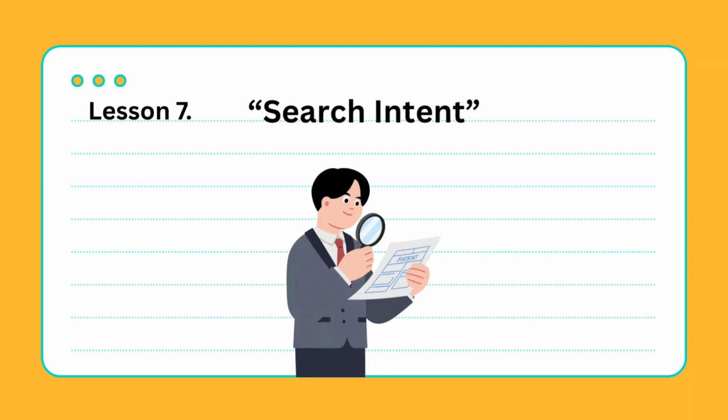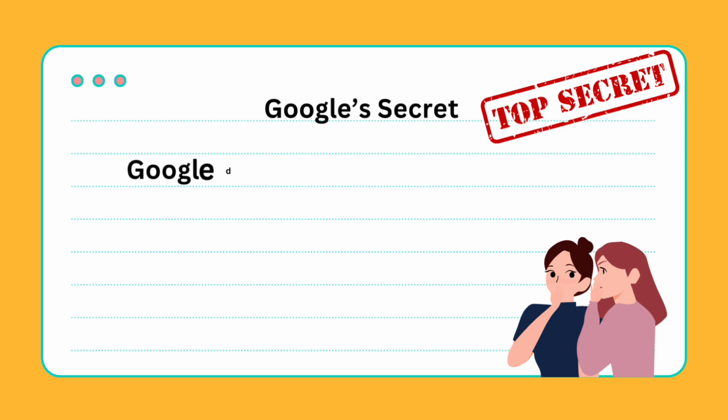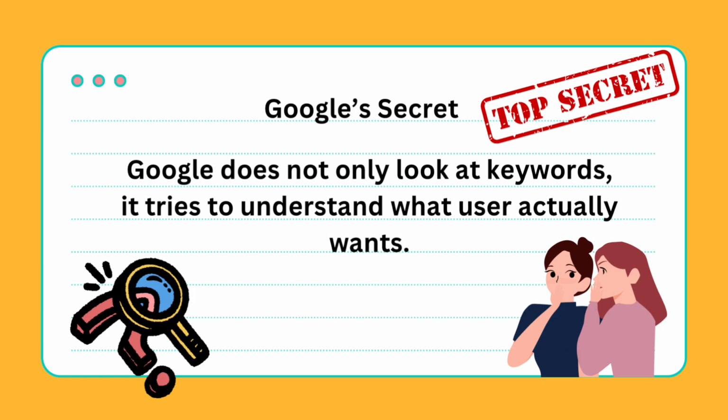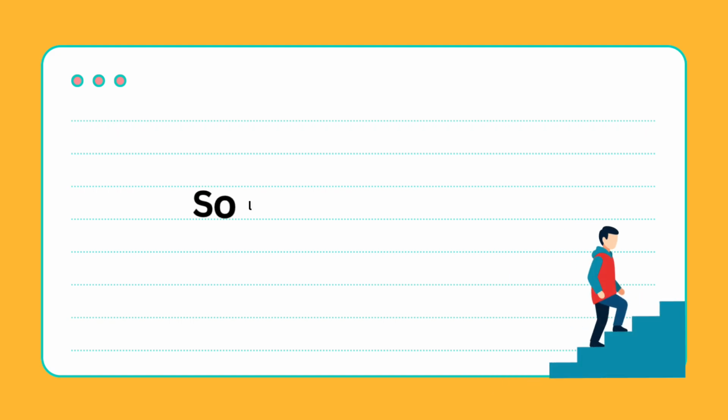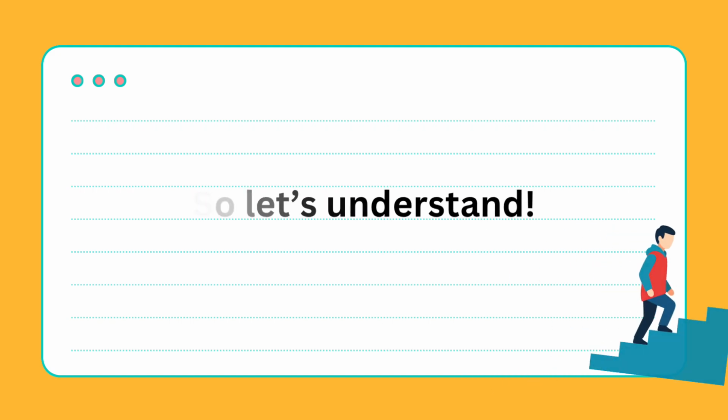In today's video, we are going to talk about search intent. In SEO, there is one important secret. Just targeting a keyword is not enough. If you do not understand the user's intent, your content will struggle to rank. In simple words, Google does not only look at keywords, it tries to understand what the user actually wants. So let's understand what search intent is and why it is so important in SEO.